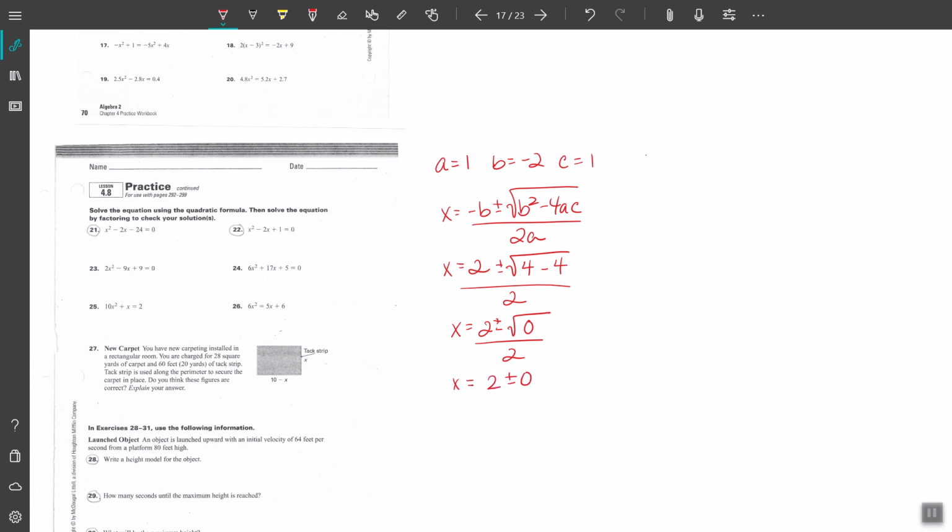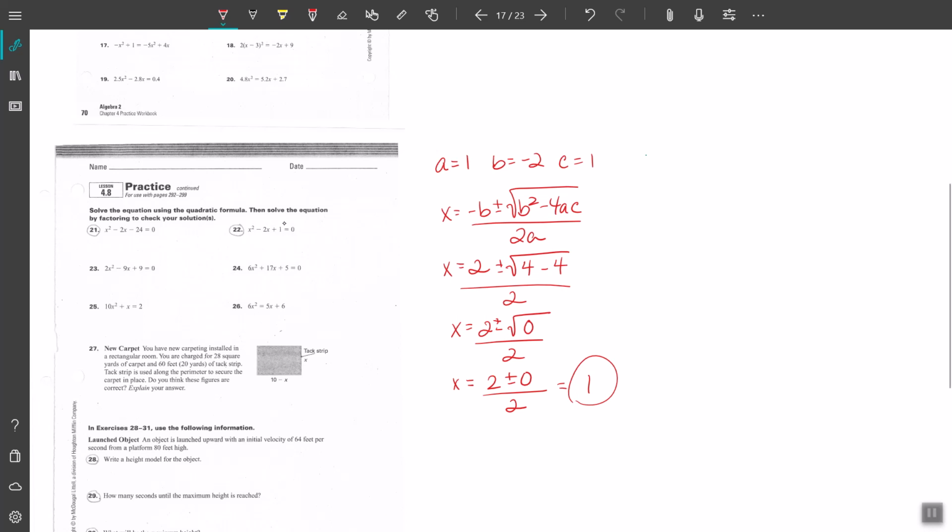So we would end up with this, just to write that out so you can see it. 2 plus 0 gives you 2 over 2, which gives you 1, but 2 minus 0 also gives you 2. You divide that by 2 and you get 1 again. So we do end up with just one solution for this equation.